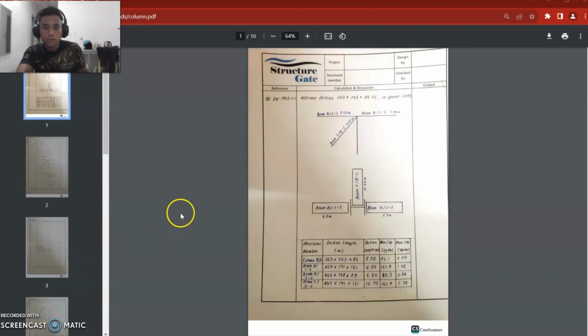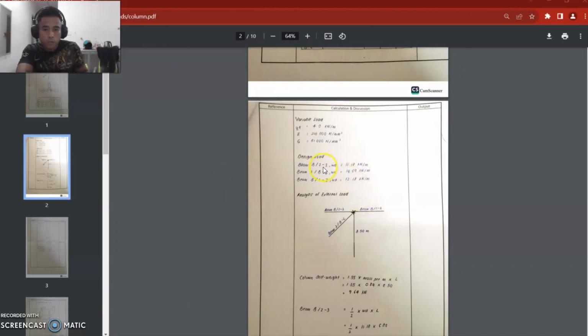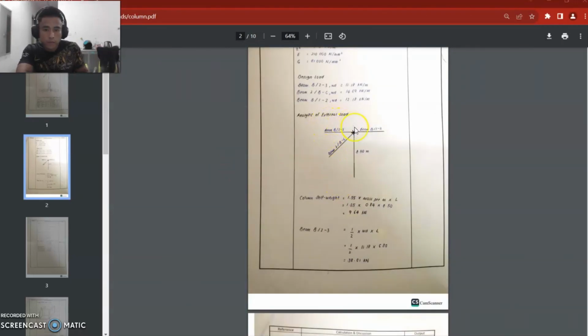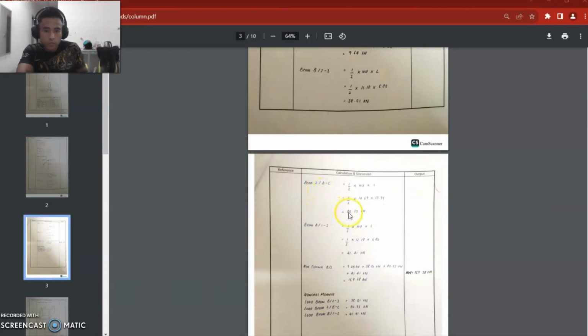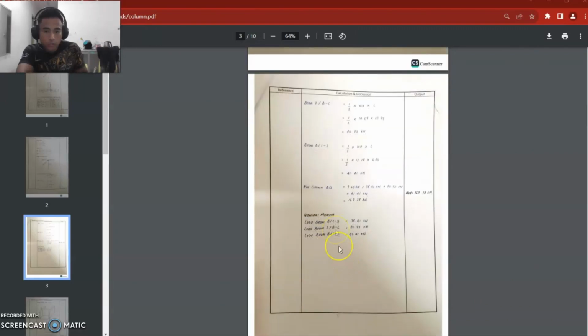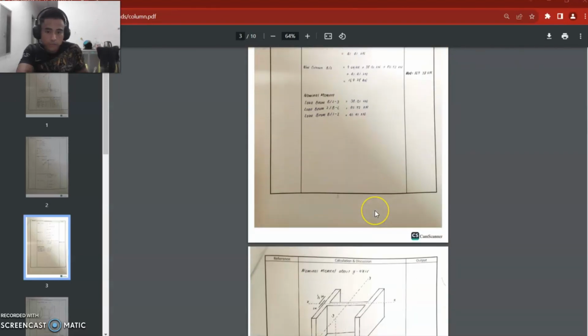Bagi kolom, saya telah memilih kolom B2, section 203 x 203 x 86, UC in grade S275. Untuk analysis of external load, kolom SYAFIQ 9.64 kN untuk beam yang berada berdekatan kolom, iaitu beam B23 38.01 kN, beam 2BC 80.72 kN, beam B12 41.41 kN, dan LED kolom B2 iaitu terdapat 169.78 kN.